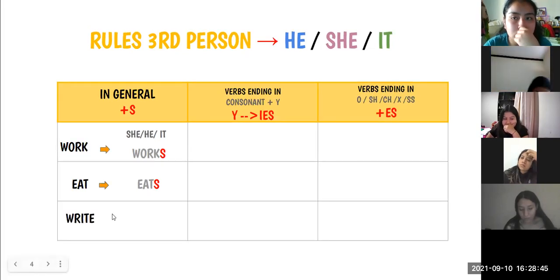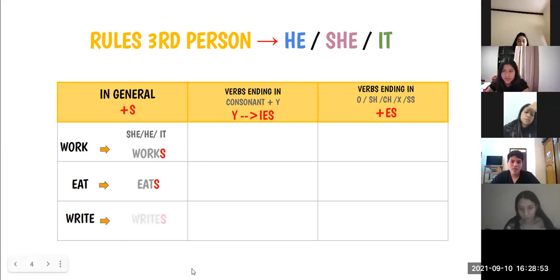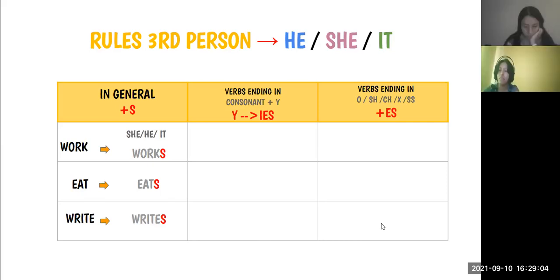Write. What is the third person singular verb for write? Writes. Right. Okay, give me a sentence. Tell me a sentence with writes. Paul McCartney writes your memories. My memories? Your memories. Or my? His memories. His memories. Okay.